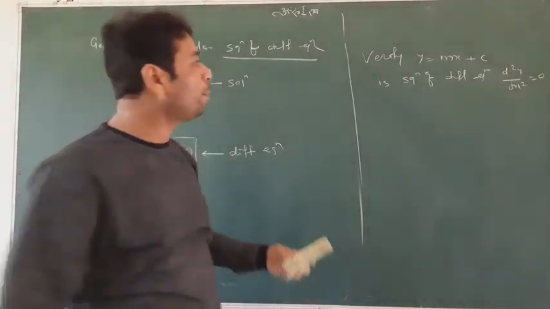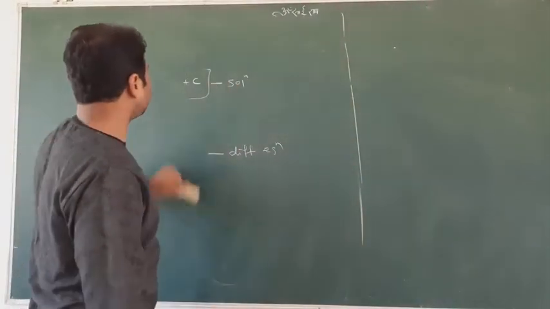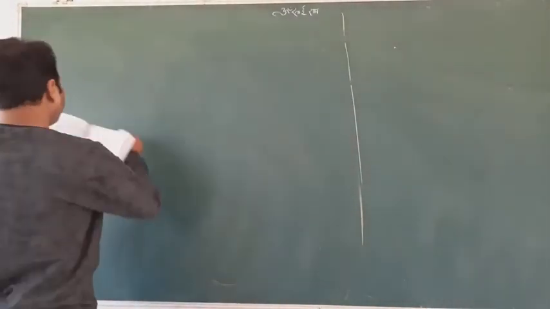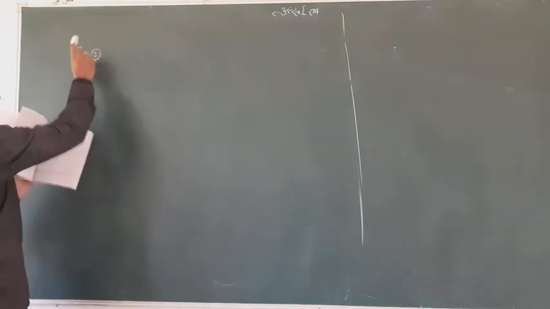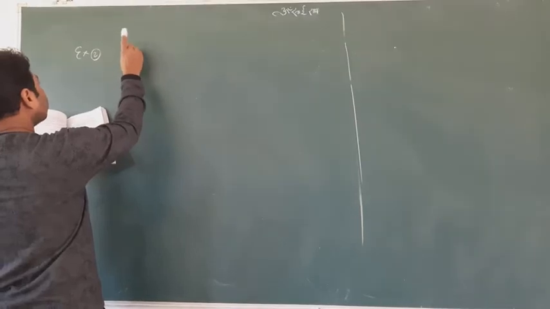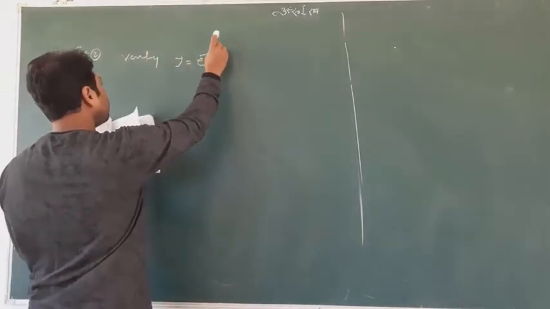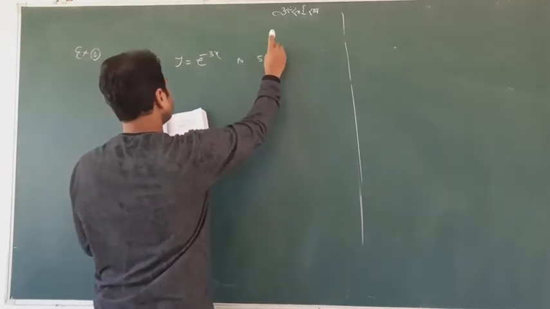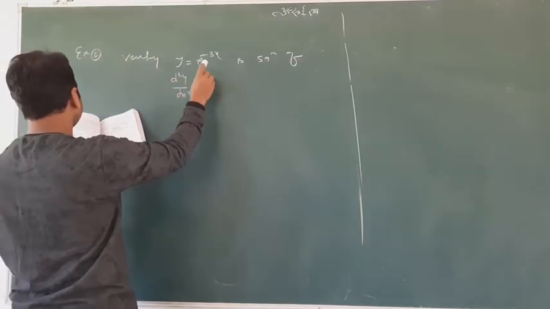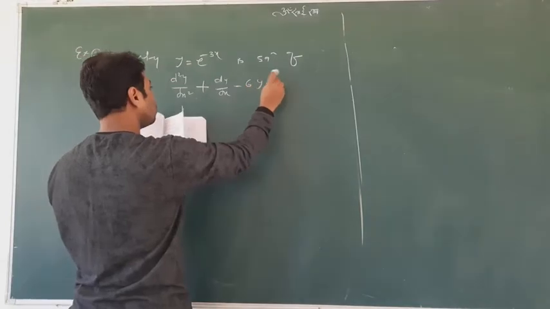So I put some examples also in front of you from the book. I think you can understand it very well. Let me take an example. Example number 2 I am taking here. Look at it. Verify that y is equal to e to the power minus 3x is a solution of d square y by dx square plus dy by dx minus 6y is equal to 0.